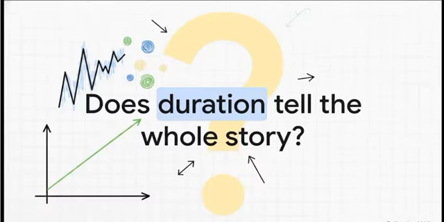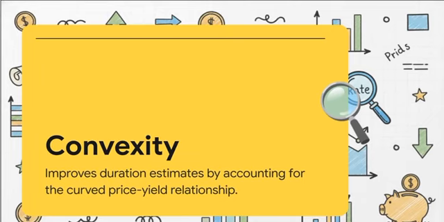But does duration tell the whole story? Can we just completely rely on this straight line approximation to predict what happens in the real world? Well, no. Actually, no, we can't. And that's exactly where convexity comes in. Think of convexity as your bond's shock absorber. The crucial point here is that convexity improves our bond price estimates beyond just duration because the price-yield relationship is actually curved, not a straight line.